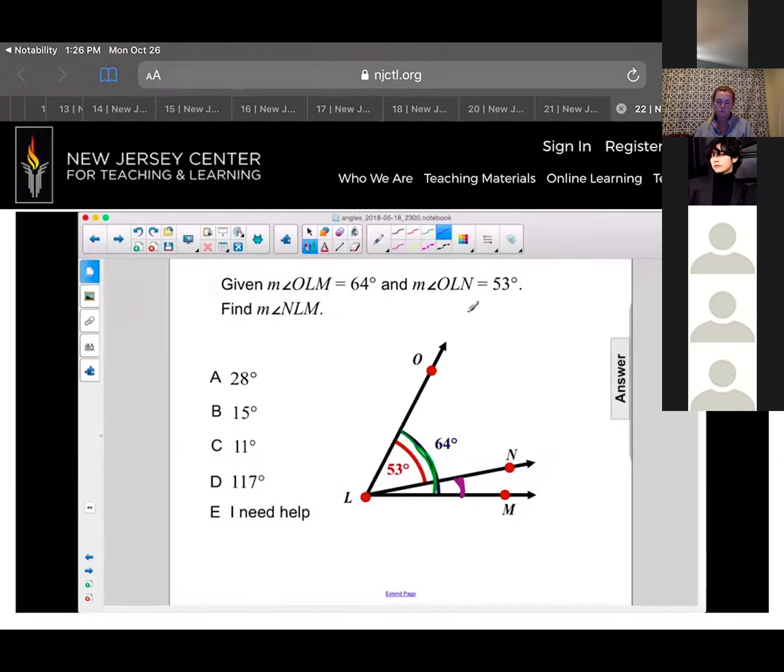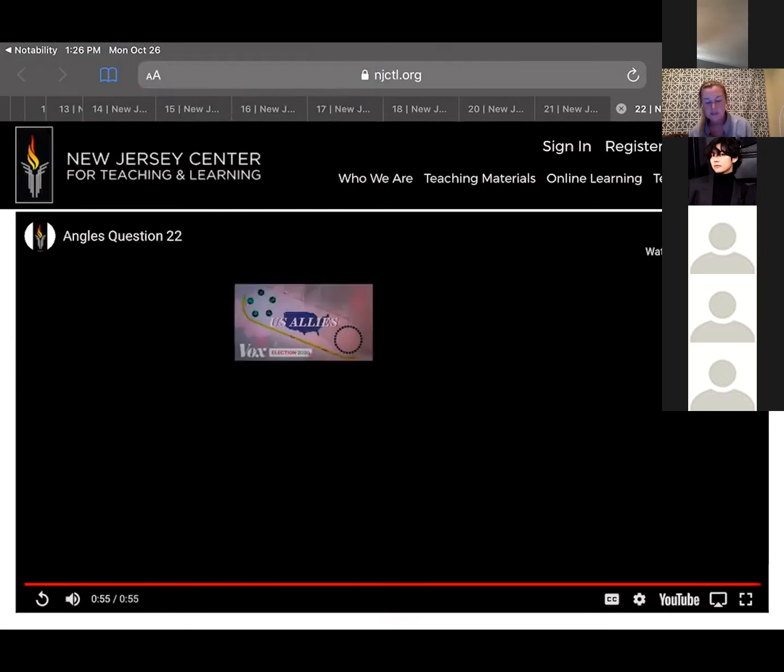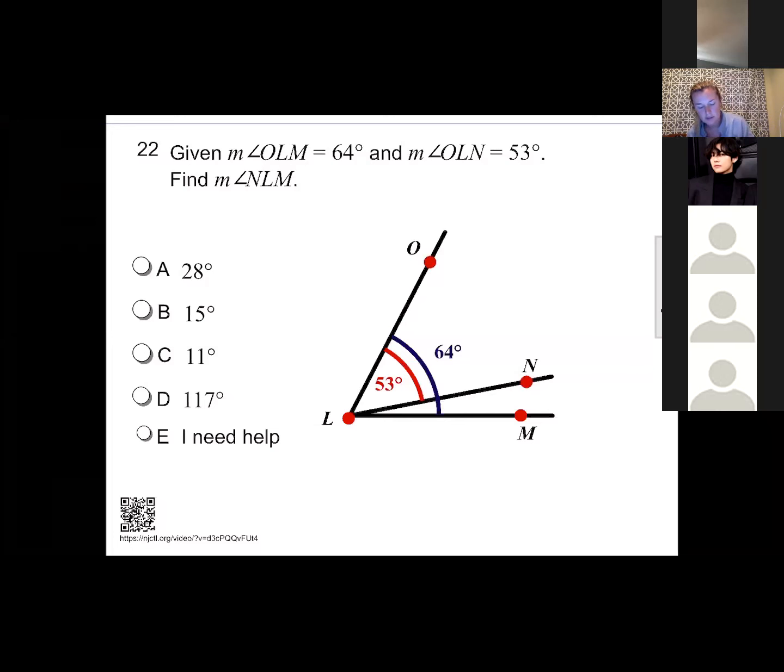So if we know that the two angles here added together equal the large angle, then we can set up an equation. So we know 64 degrees equals 53 degrees plus x. So this little portion is x. That's what we're trying to find. So x equals 64 minus 53, which gives us 11 degrees. So that is the measurement of this angle. Another way to look at this, you could have said this entire angle is 64, and I just need to subtract out 53. Either one of those would have been totally acceptable ways to solve for this.